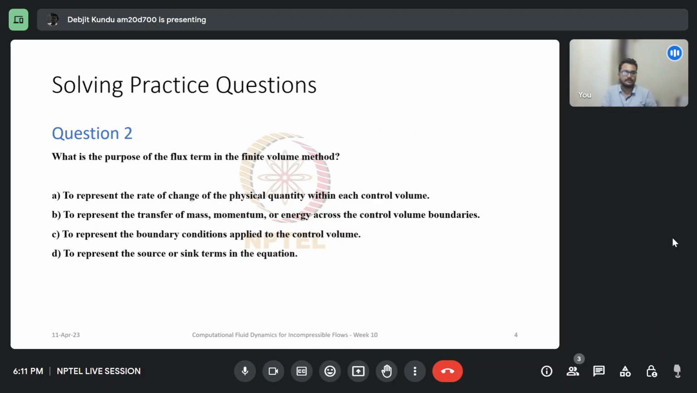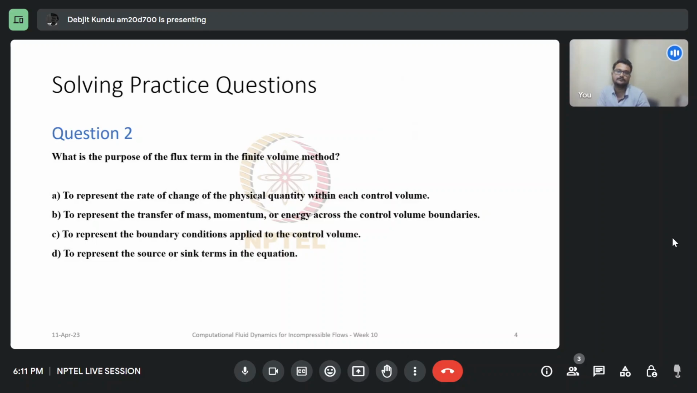So there are different terms in the equations when we discretize using any method. The finite volume method is our focus right now. One of the terms is the flux term. The question here is, what is the purpose of this flux term? What does it represent? Does it represent the rate of change of physical quantity within each control volume?